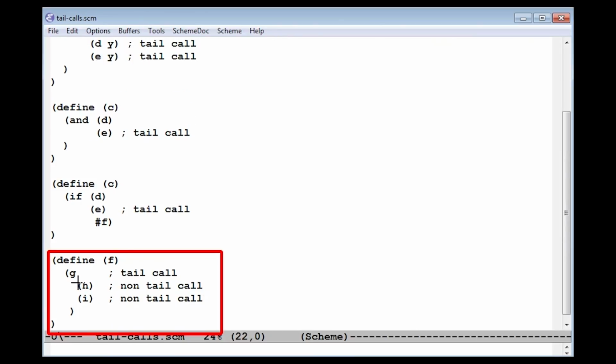h and i are non-tail calls because when we return with the results of h and i, they are used by g. g, however, is a tail call. Relative to f, we can discard the stack frame of f and replace it with g, because nothing happens in f when g returns with a result.